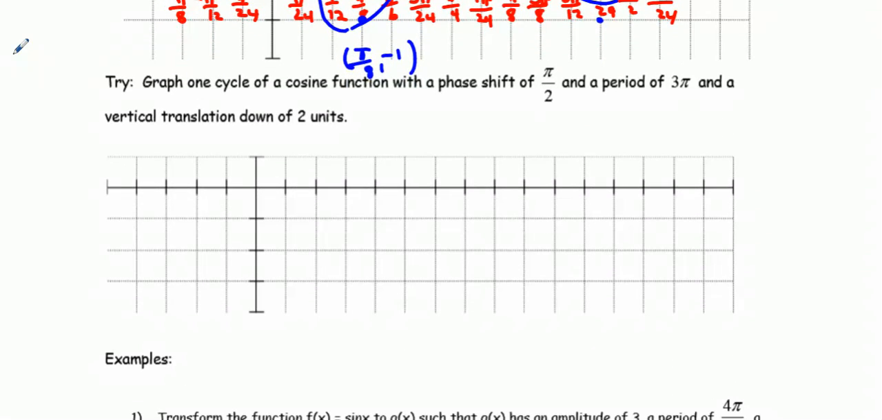Okay, pause the video, try this one. The big thing here is that there is a vertical translation of 2 units down, so this is going to be a little bit trickier because you're going to have to think about that as well. But give it a try, pause the video, and then come back and I'll do it with you.